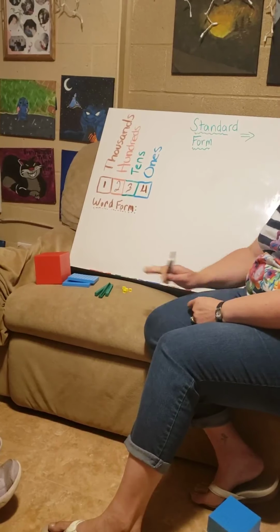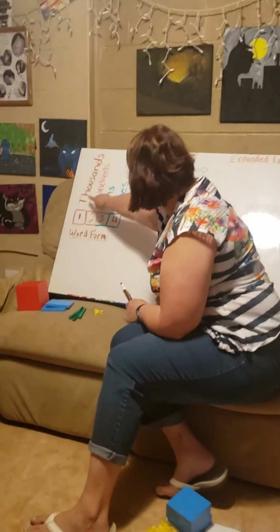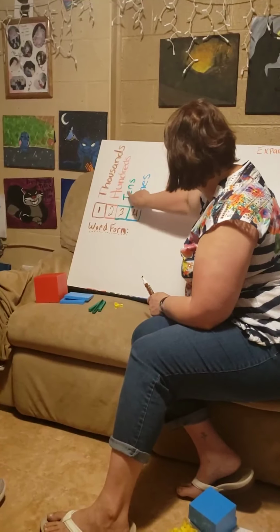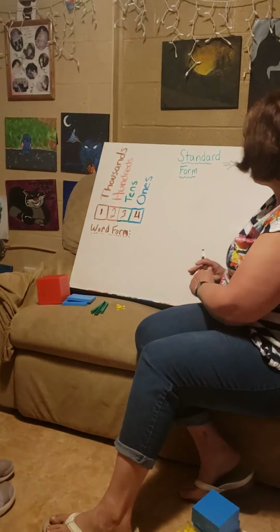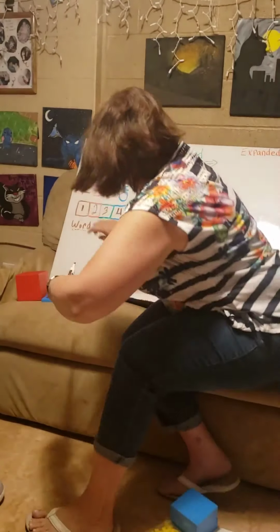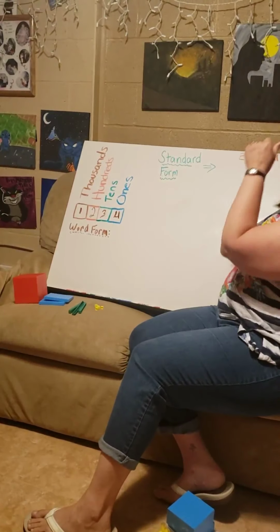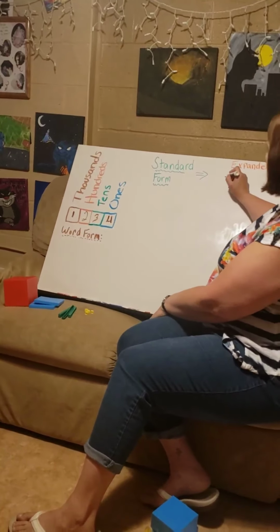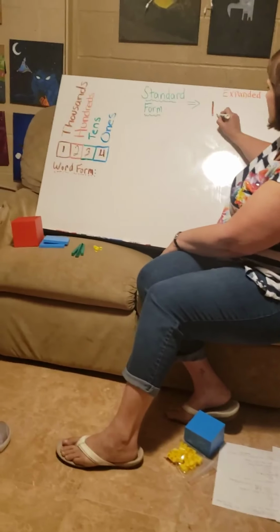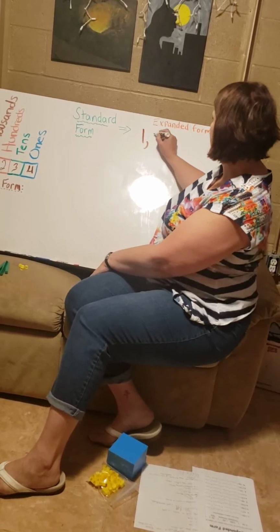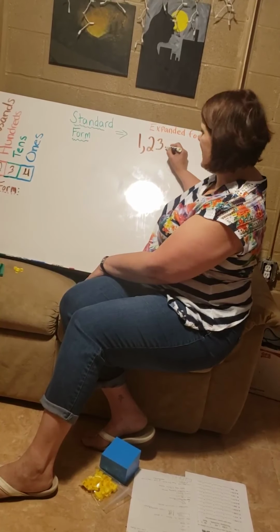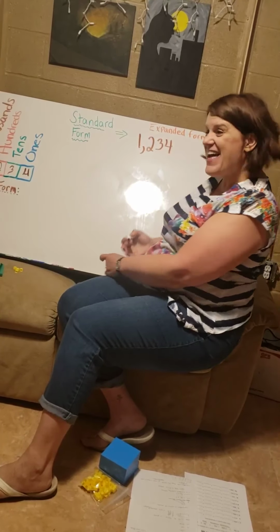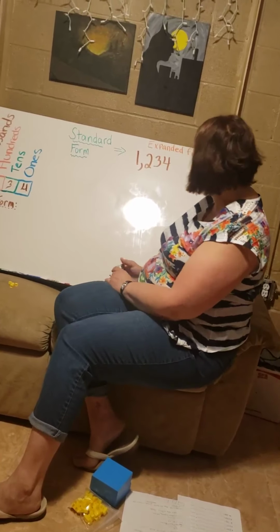When I say these numbers all together, do I say thousands, hundreds? Do I put the S on it? You're right, I don't say the S. So now if we want to write this in standard form, we write it as 1,000. We put our comma. Good! Say it with me. 1,234. Awesome job.